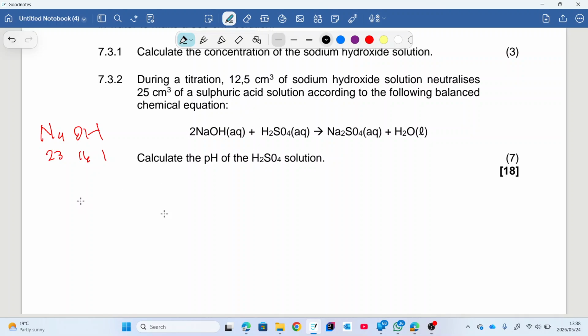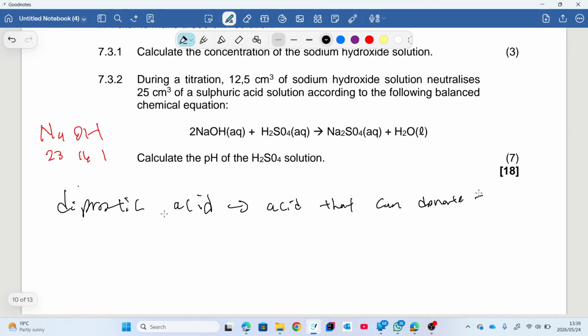Have you ever heard of something called a diprotic acid? Diprotic, yes. I've heard of it. That is an acid that can donate 2 protons.